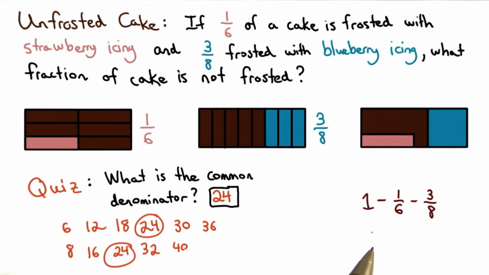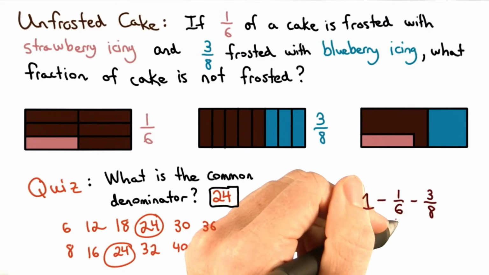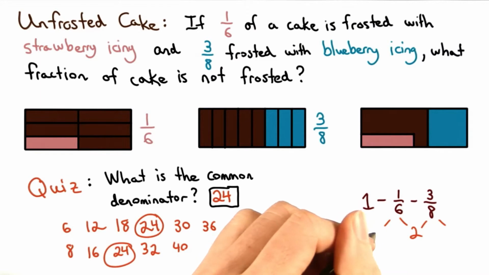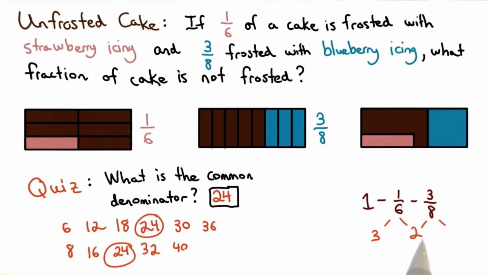Here's what it would look like if you use the factor tree method. I know the common factor for 6 and 8 is 2, and the other factor of 6 is 3, because 3 times 2 is 6. For 8, the other factor has to be 4. I know this because 2 times 4 is 8. If I multiply these factors together, I get 3 times 2, which is 6, times 4, which is 24. Hopefully you're getting the hang of finding a common denominator.